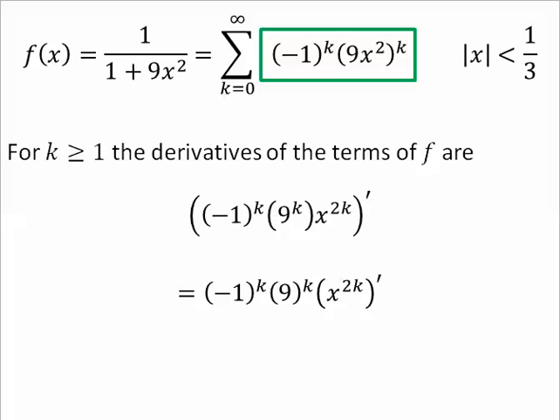Okay, so I haven't taken the derivative yet. Bring the negative 1 to the k on the outside, bring the 9 to the k to the outside. I'm taking the derivative of x to the 2k with respect to x. So go ahead and take that derivative, and this is what I get. Bring down the 2k, and then I have 2k minus 1 is my new power.